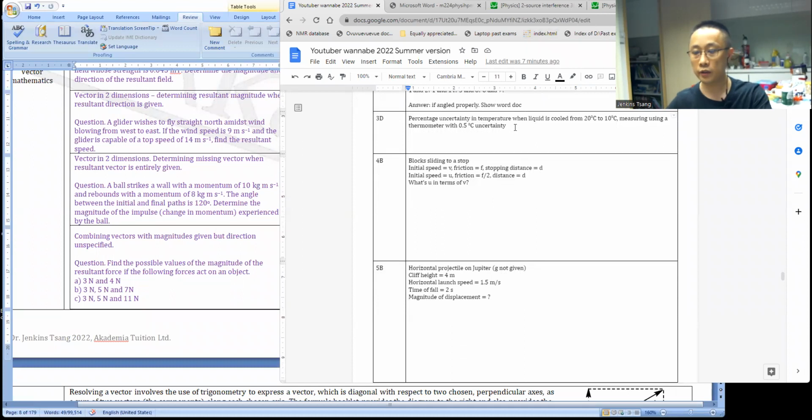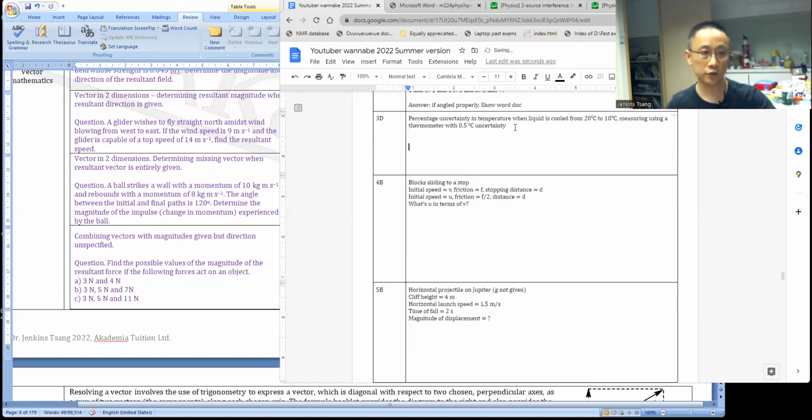Moving on, question 3, which asks for the percentage uncertainty in the temperature difference or change in temperature, if a liquid cools from 20 degrees to 10 degrees Celsius. Both temperatures are measured using a liquid in glass thermometer with a 0.5 degrees uncertainty.